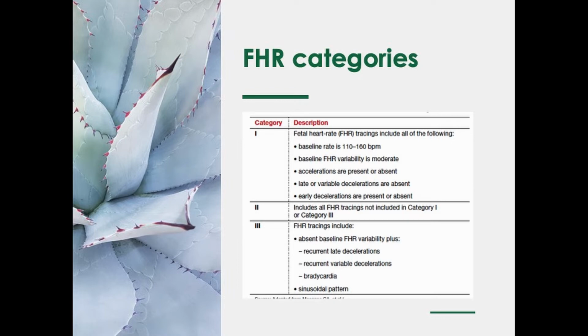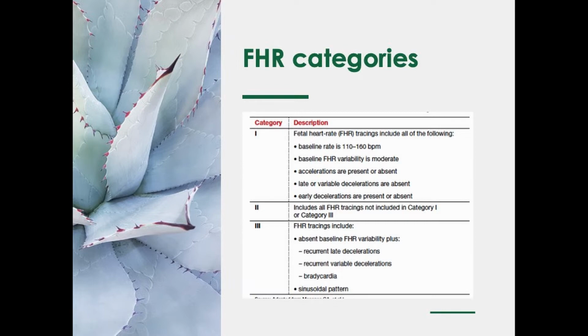Category 3, it's our other easy category. Category 3 is bad. The baby's dying. It's ominous. It consists of absent baseline variability. And the reason that's so important is it turns out that the fetal heart rate variability correlates the best to the degree of acidosis in the fetal placenta unit. Absent baseline fetal heart rate variability plus, okay, there has to be more. Recurrent lates, recurrent variables, bradycardia, or a sinusoidal pattern, which is a very unique pattern.